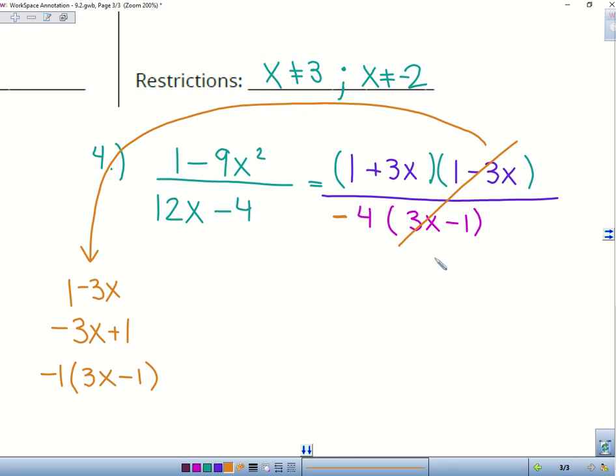Now, before you go ahead and cancel anything out, don't forget to find restrictions, of course, but this is how you would approach the problem. All right? So you have the rest of the period to work on your assignment, and that's it for the lesson today.